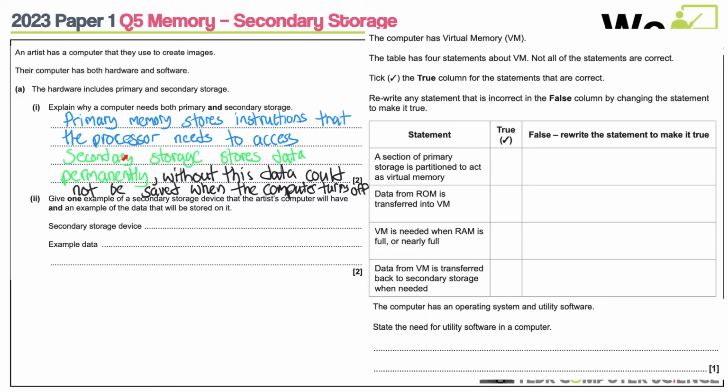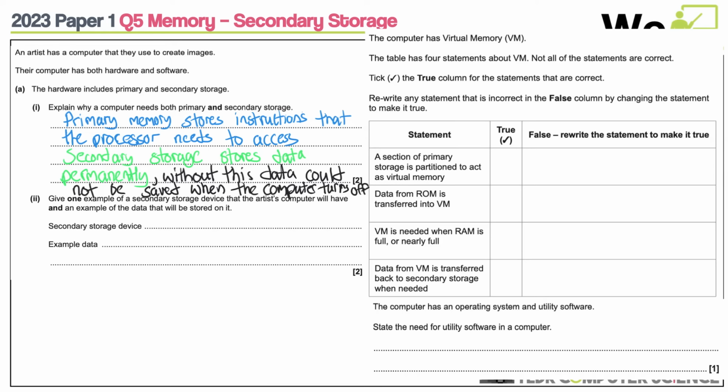So we're saying that secondary storage stores data permanently or long-term. Without this, the data could not be saved when the computer turns off, i.e. you'd lose it forever. So if you're in your Word document and you didn't have secondary storage of some kind, or indeed cloud storage, which ultimately is secondary storage but at a different location over the internet, you wouldn't be able to save it because it's held in RAM. As soon as you turn it off, it would disappear.